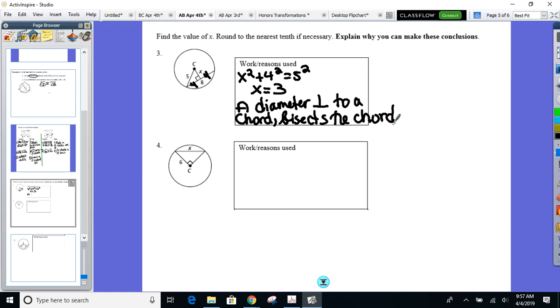Next. How do I find x here? Is there anything you can add to the diagram yourself there? Another 6. Why? And what do you know? If I'm in the same circle, what do you know about all the radii? They're congruent. We'll write that down in a second after we solve it. Now what can I use to find x? Pythagorean theorem. And you know we're going to leave this in simplest radical form.